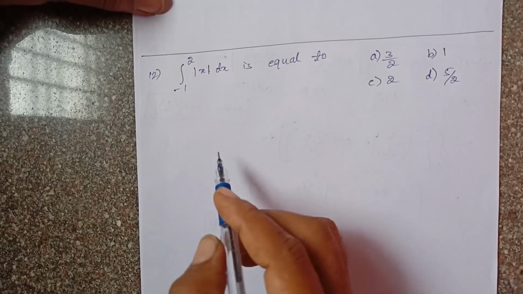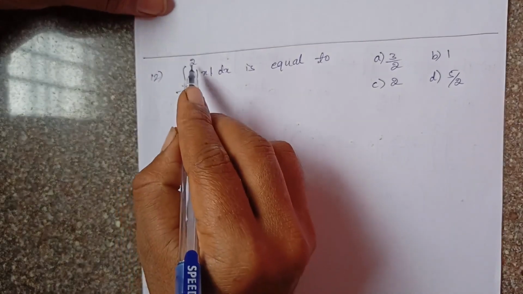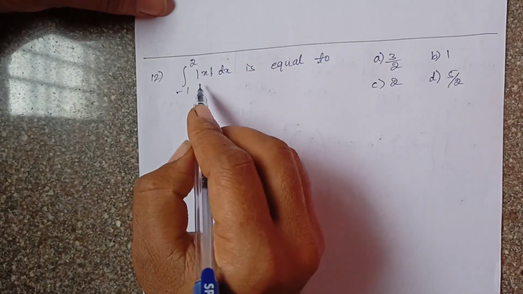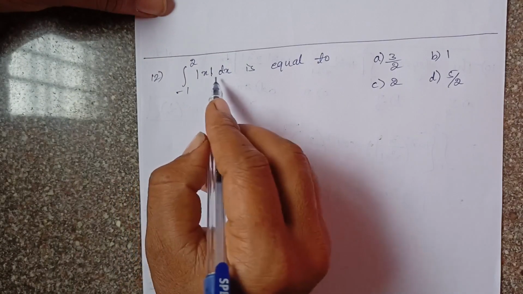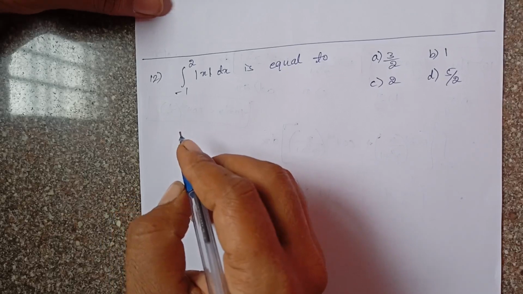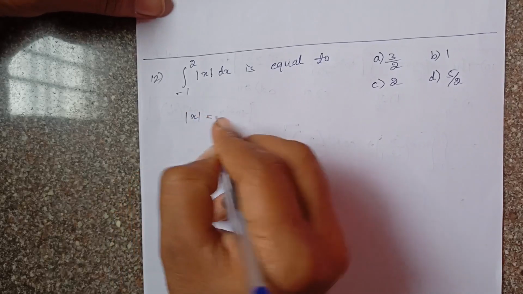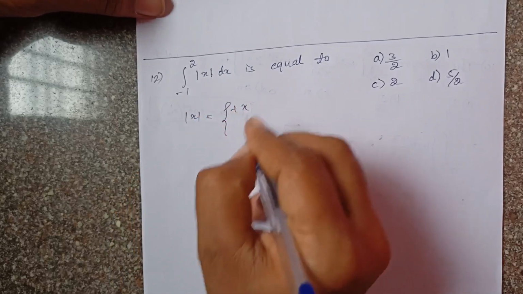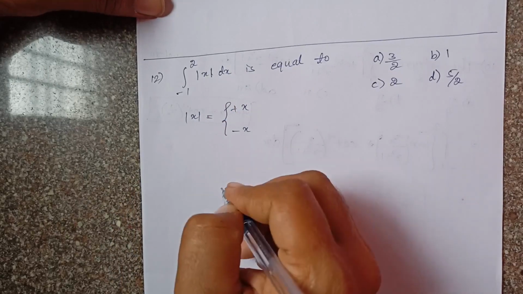Question number 12 is integrating from minus 1 to 2, modulus of x. We don't know the integration of modulus of x with respect to x. So here we use the definition of modulus of x. Modulus of x is equal to, there are two functions, one is plus x, another one is minus x.